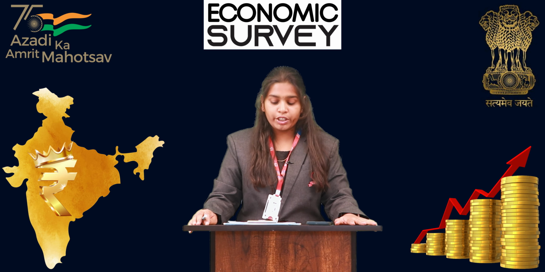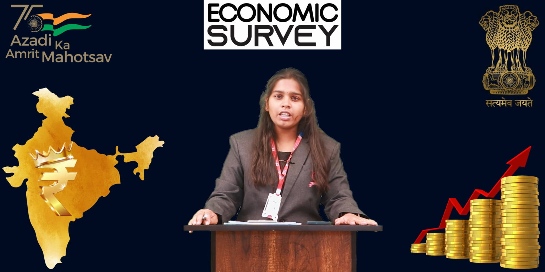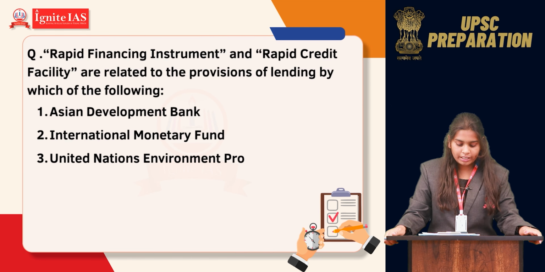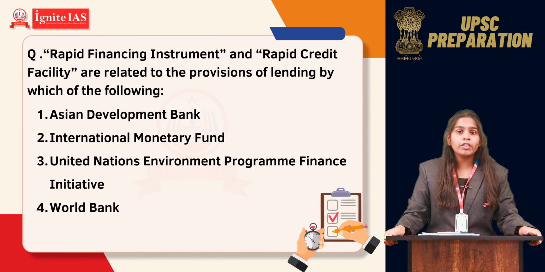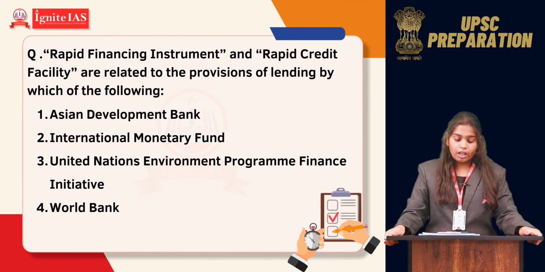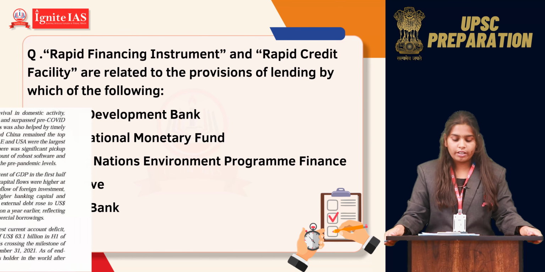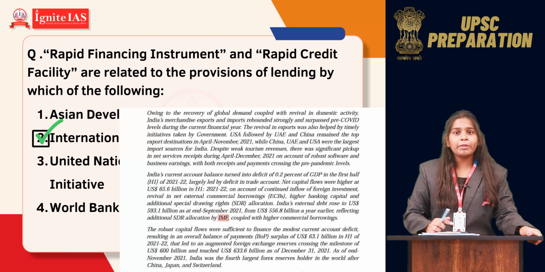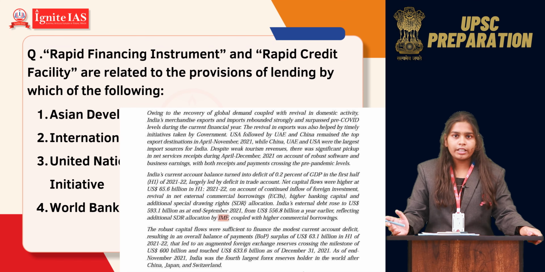Now, I will discuss the 2022 paper and interlink it with the 2021-22 Economic Survey document, which is released by the Government of India. First question: Rapid Financing Instrument and Rapid Credit Facility are related to the provisions of lending by which of the following? Asian Development Bank and International Monetary Fund, United Nations Environment Programme Finance Initiative and World Bank. So the answer is IMF. If we get into the Economic Survey document, we can directly find this answer by reading it. Here it's mentioned about IMF, so we can easily eliminate the wrong options and put the answer as IMF.